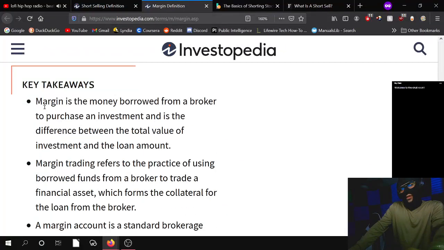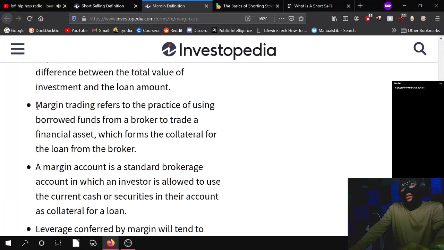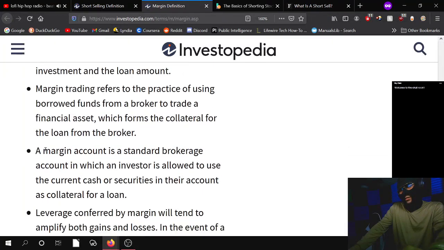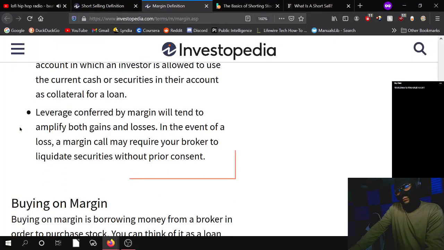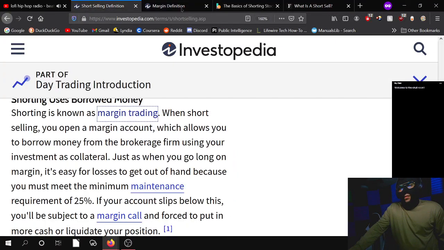Now let's go to key takeaways. Margin is the money borrowed from a broker to purchase an investment, and is the difference between the total value of investment and the loan amount. So investment money is not really a loan. Margin trading refers to the practice of using borrowed funds from a broker to trade a financial asset, which forms collateral for the loan from a broker. It's around the same definition. Okay, let me skim through these. Well, we got the definition. So shorting is known as margin trading.